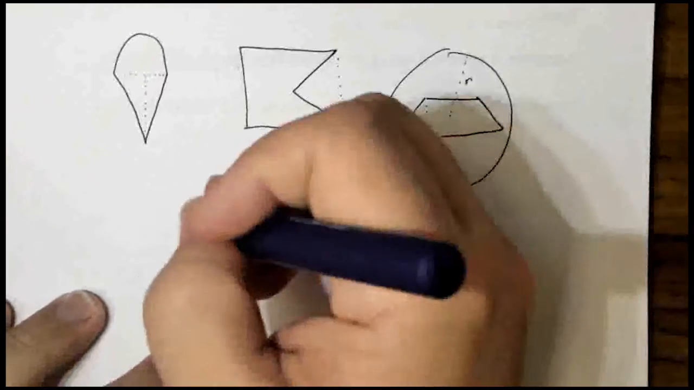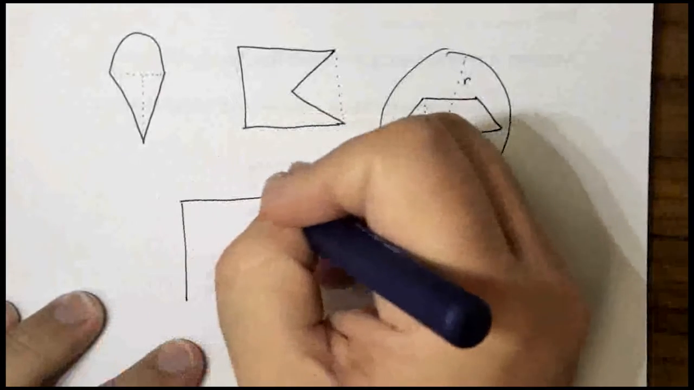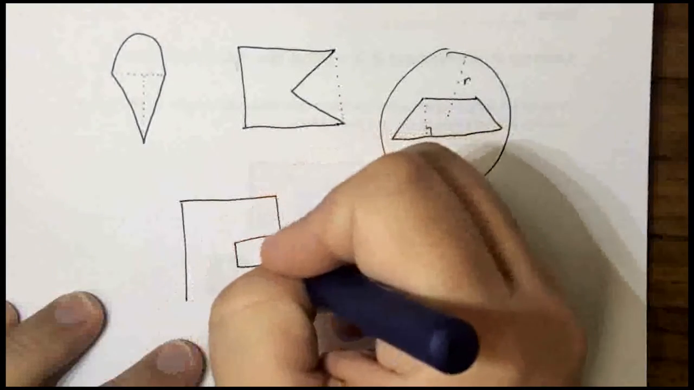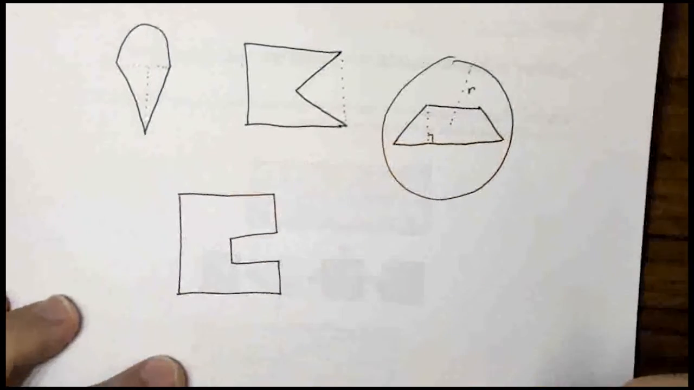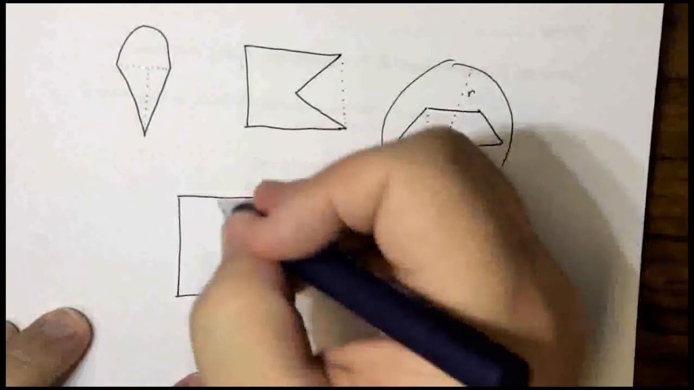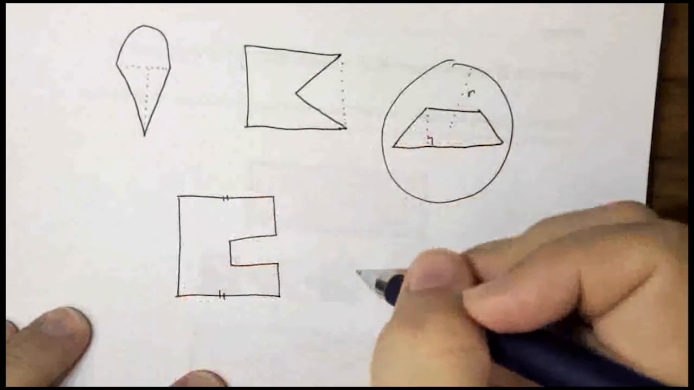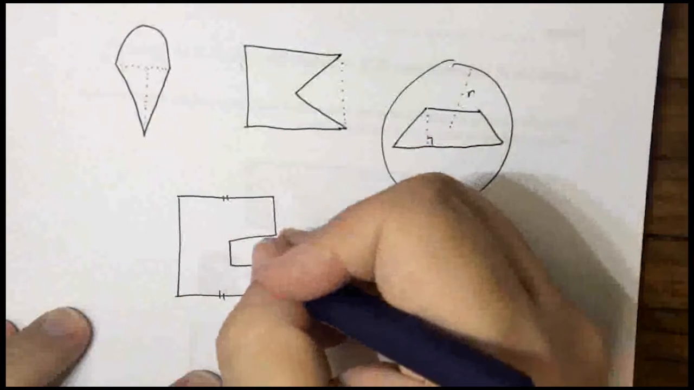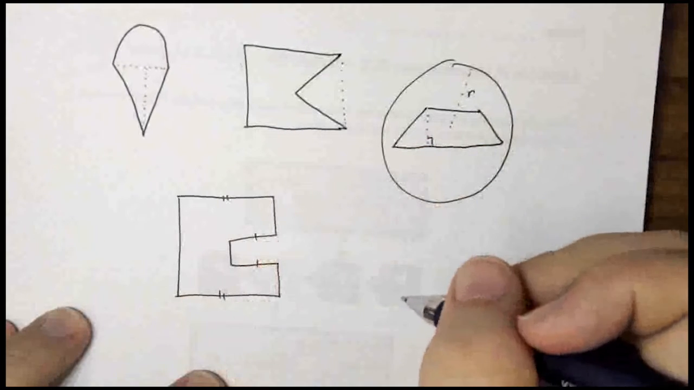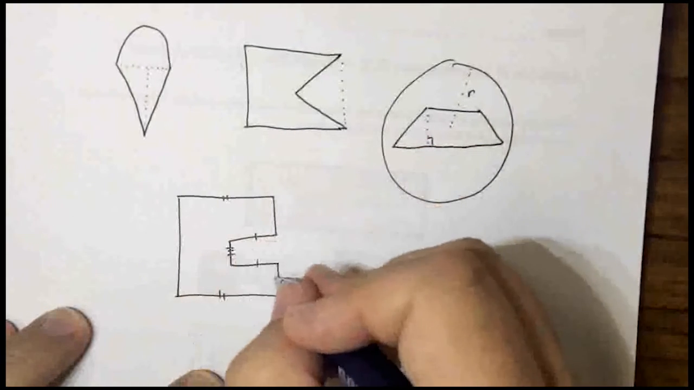Take a shape like this, for example. If I have, like, it's a garden plot, it looks a lot like that. I'm told that this side is equal to that side. I'm told that this side is equal to that side. I'm told that this side is equal to this side.